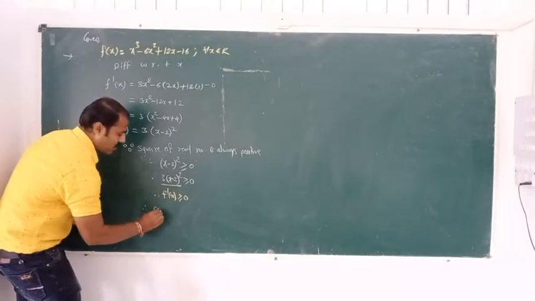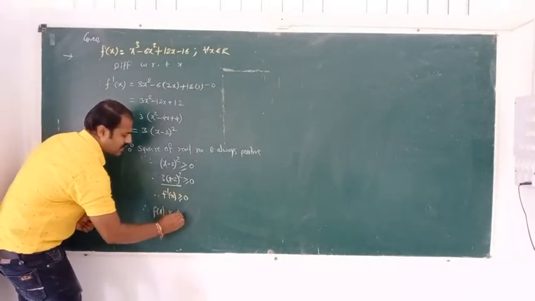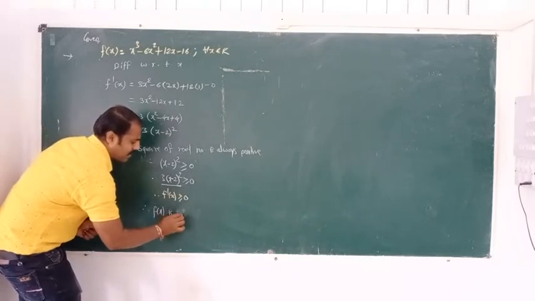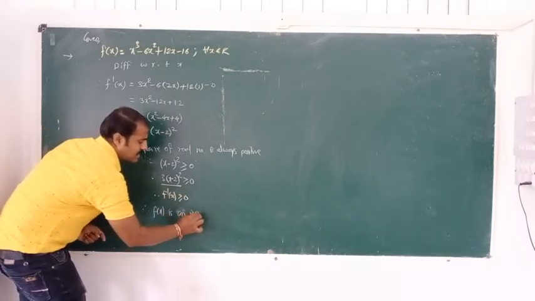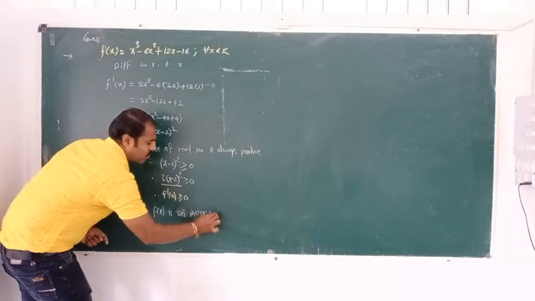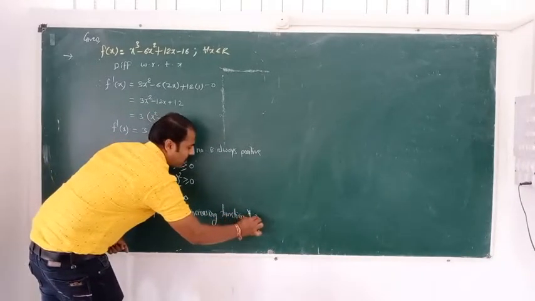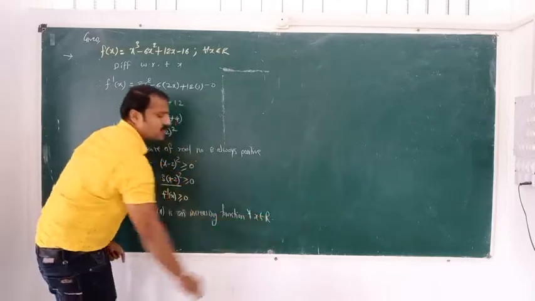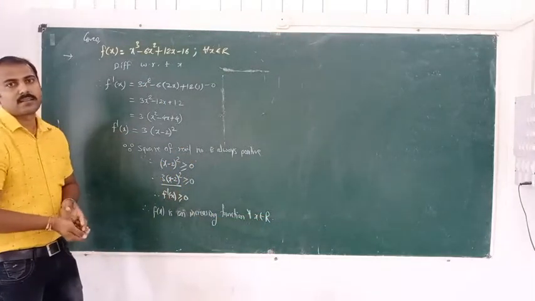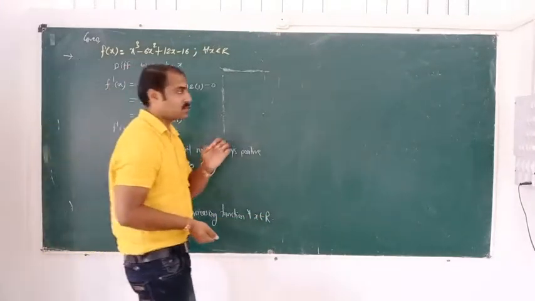So f of x is an increasing function for all x belongs to R.